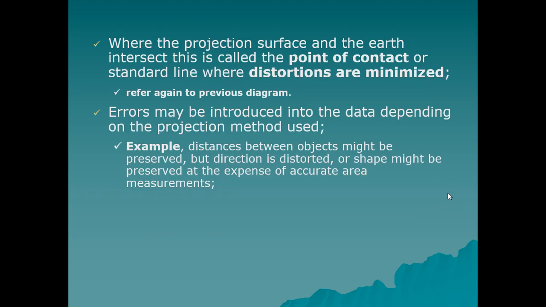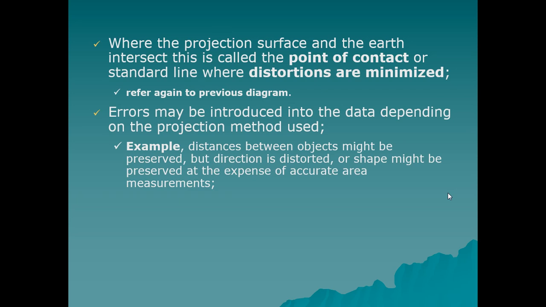So as mentioned, point of contact, this is where you would have the least amount of distortions of features on your map. So it's important for us to know some of these things, so we would know what level of accuracy and what types of accuracy we have regarding our map features. So what types of errors may be introduced into your data depending on the map projection that you use?